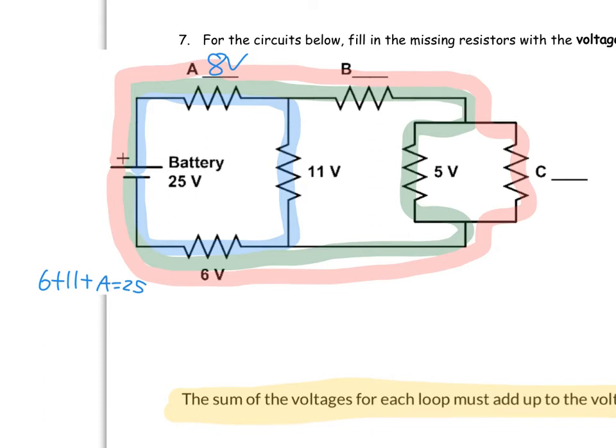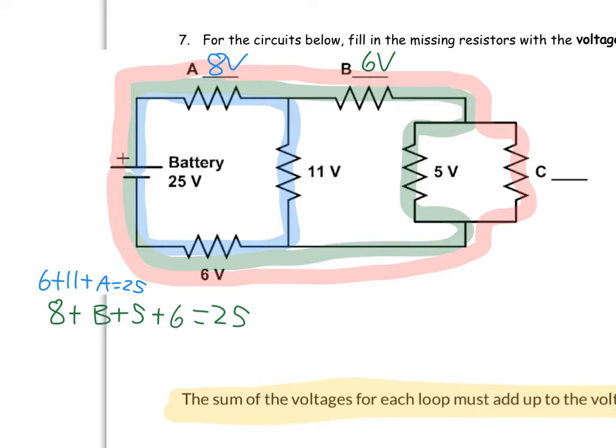My next move is to think about this green loop here, which goes through B, and then this resistor with 5 volts on it. Thinking about that green loop, I have resistor A, which is 8, plus resistor B, which I don't know, plus 5 plus 6. That's going to allow me to find resistor B, since it all needs to add up to 25 here. Resistor B must be 6 volts. That will allow it to add up to 25.